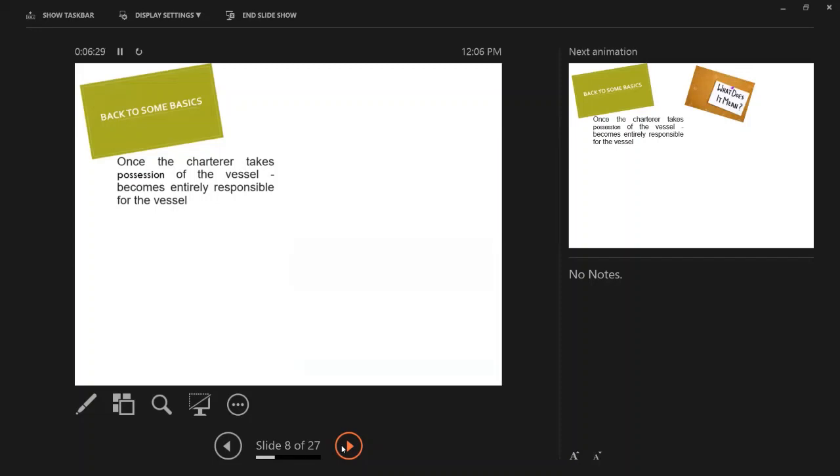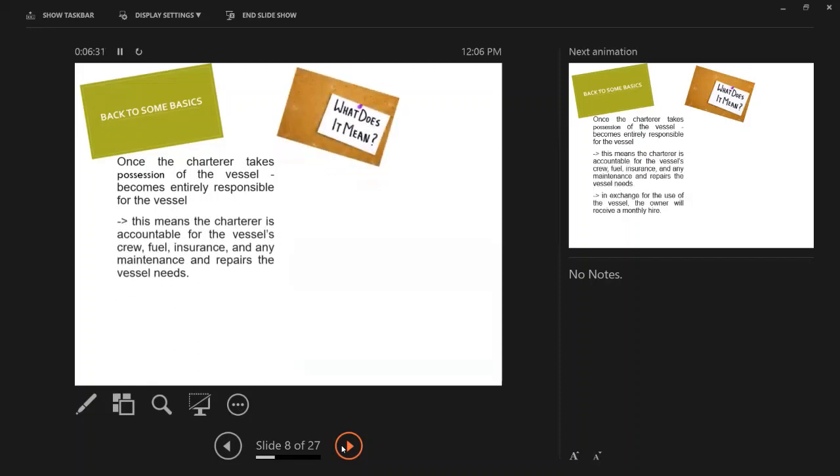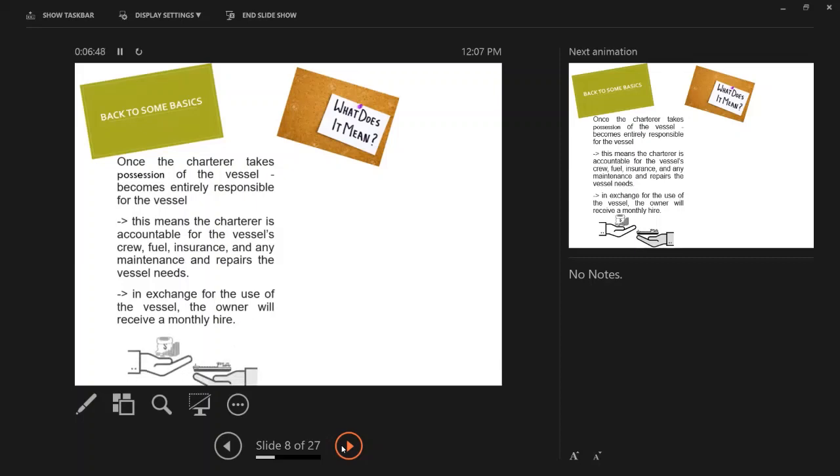It means that he will be responsible for the vessel's crew, for fuel, for insurance, and for any maintenance and repairs the vessel needs. On the other hand, in exchange for this use of the vessel, the owner will receive a monthly hire. Hire doesn't have to be monthly, but usually in practice it is.